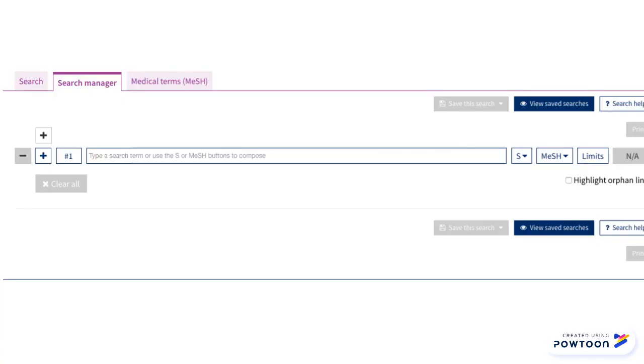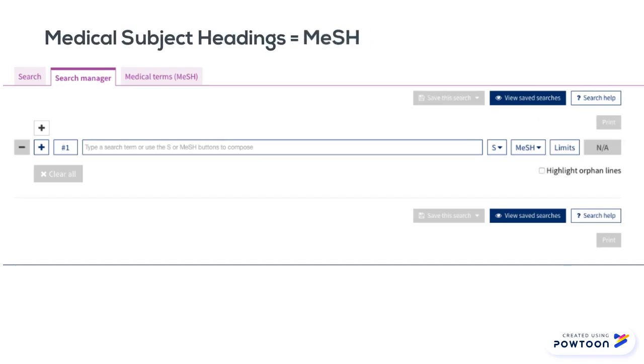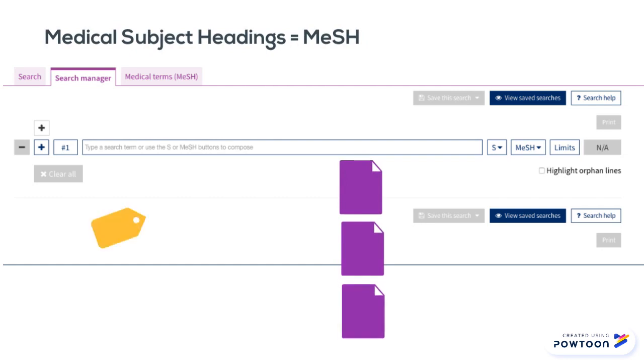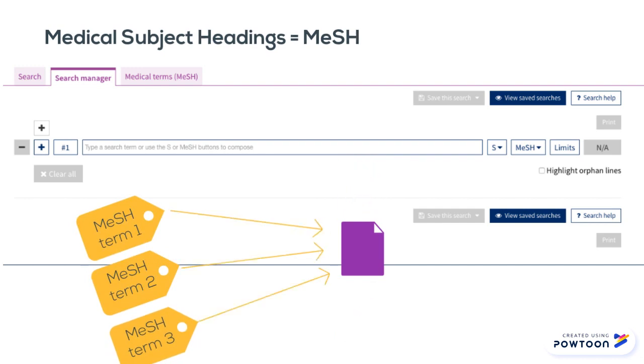You can also use the Search Manager, which is the second tab in the search box, to build more complex searches. In the Search Manager, you can look for the medical subject headings or MeSH terms. MeSH terms are the National Library of Medicine's controlled vocabulary thesaurus. Each reference is associated with a specific set of MeSH terms that describe the content of that citation.